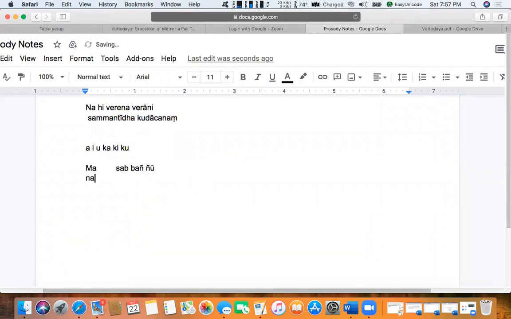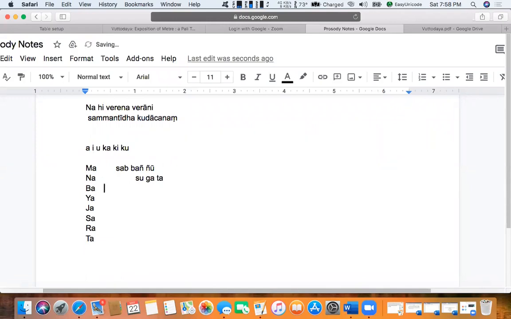An example for nagana is sugata. You see, in sugata all are short or light syllables. So this is a nagana group with all light syllables. And then comes bagana, and then yagana, and then jagana, sagana, ragana, and thagana. These are the eight groups.